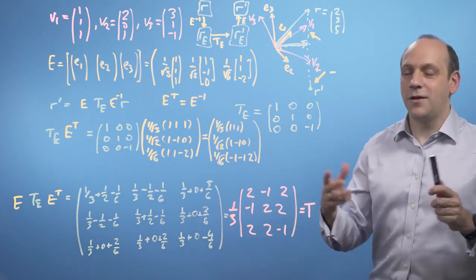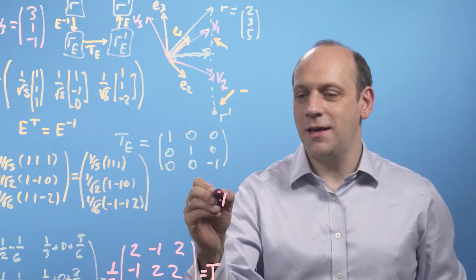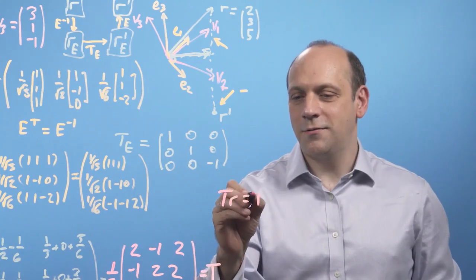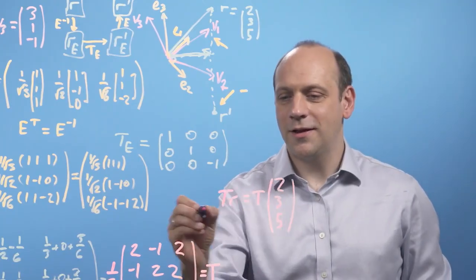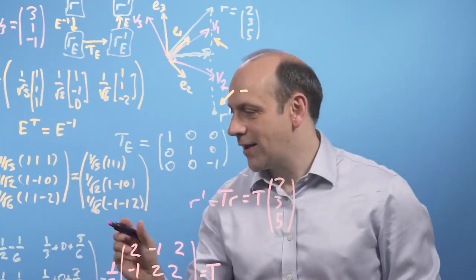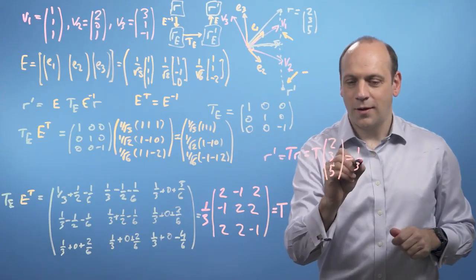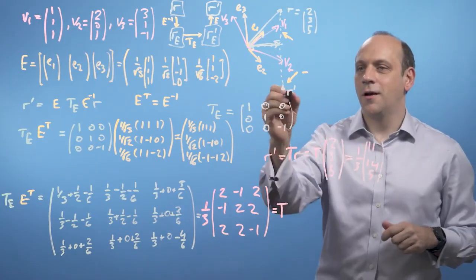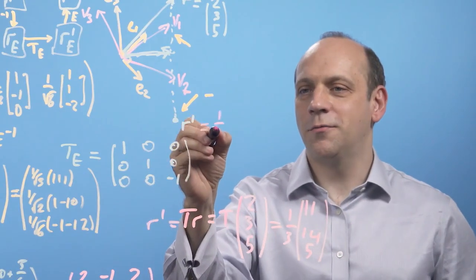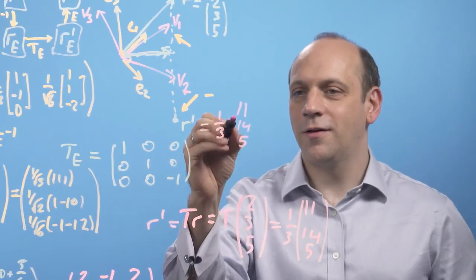So then we can apply that to R, so we can say that T times R is equal to T times our vector 2, 3, 5, and that's going to give us R prime, and that gives us an answer of 1/3 of 11, 14, 5. So R prime here is equal to 1/3 of 11, 14, and 5.